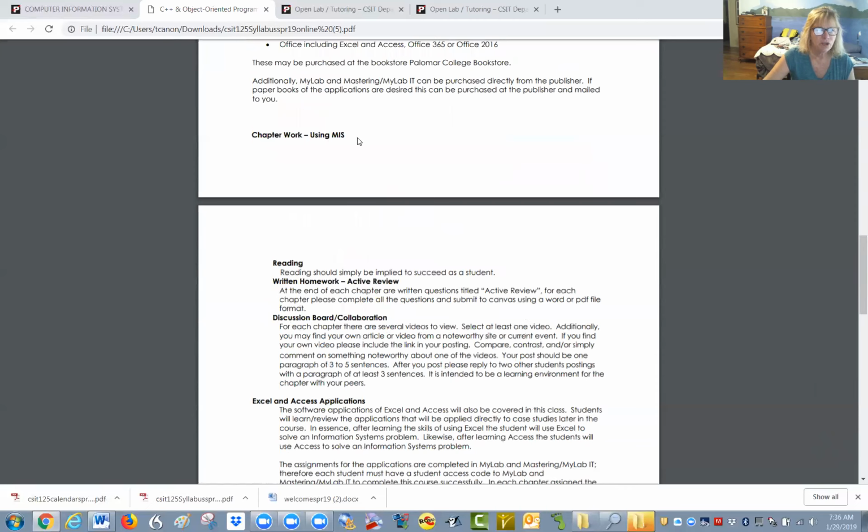For each chapter in Using MIS, the assignments are the active review, and that is all in the back. I'm looking for my textbook. It's in the back of your textbook at the end of the chapter. You will see it's active review. There are about 5 questions, and each student is to answer each of those questions. Those answers should be at least 1 paragraph. My idea is you're going to learn the material, write it down in your own words, and you will be well prepared for the exam.